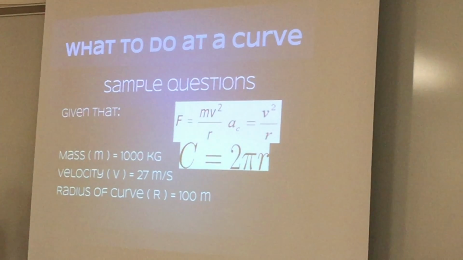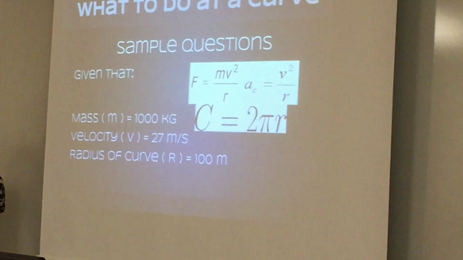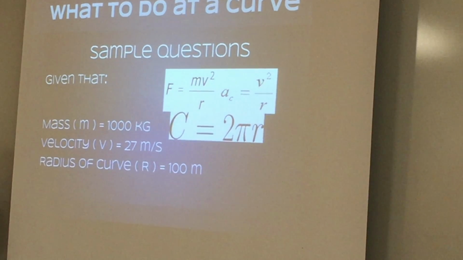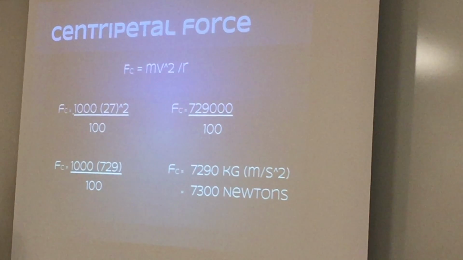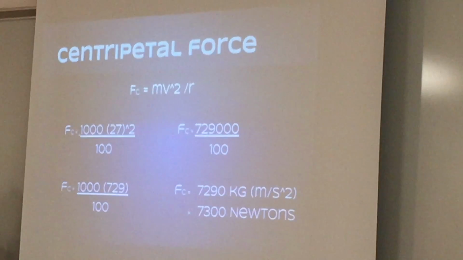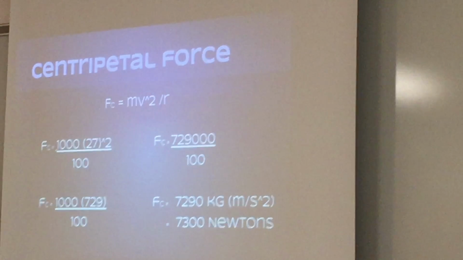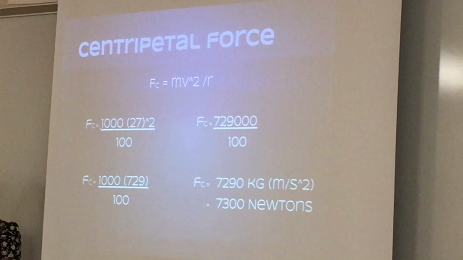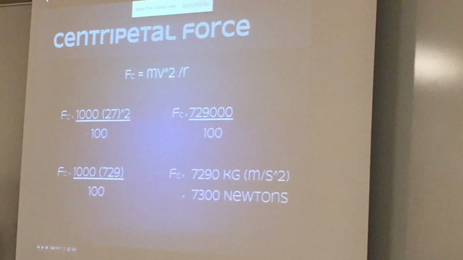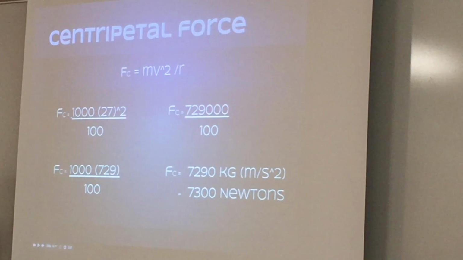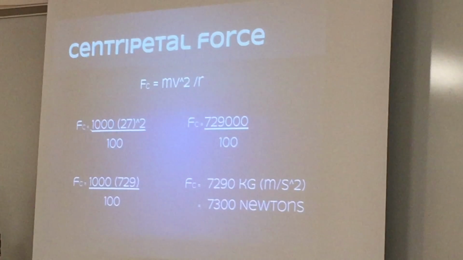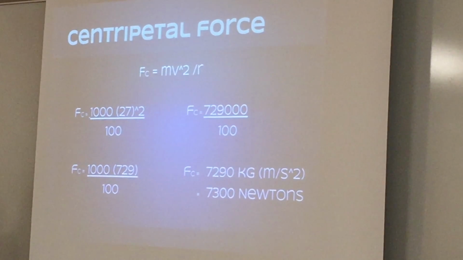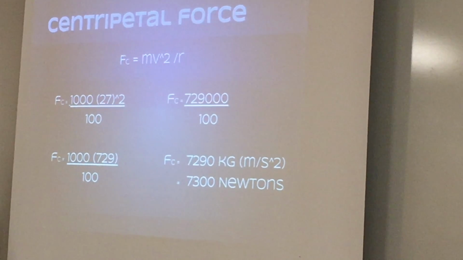We're supposing that the mass of the car is 1,000 kilograms. It is going 27 meters a second, and the radius of the curve is 100 meters. So to find the centripetal force, you take the mass, 1,000, times the velocity squared, which is 27 squared, 729, and you divide it by 100. So 1,000 times 729 is 729,000, and then you divide it by 100, and you get about 7,300 newtons.